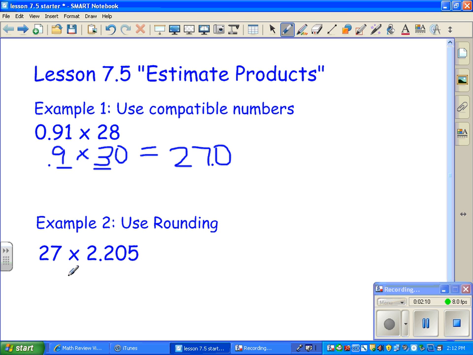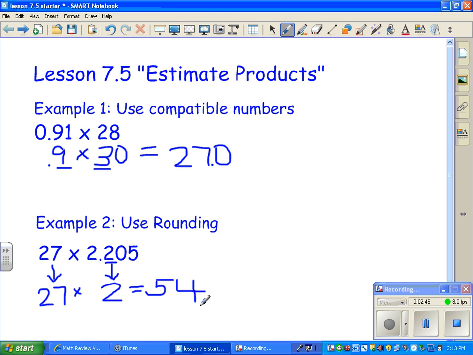To round these numbers, I would probably want to keep this at 27 because I know my other one is going to be pretty convenient. And then I can round 2 and 205 thousandths to 2. Now I got this 2 because I was looking at the digit behind it, and this digit is less than 4, which means this 2 should stay the same. 27 times 2 is 54. So my estimate for this example would be 54.